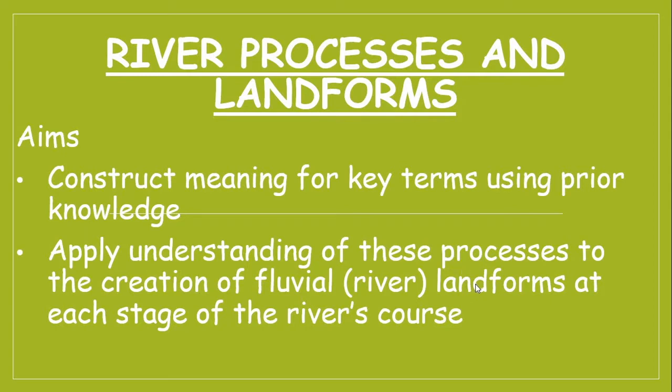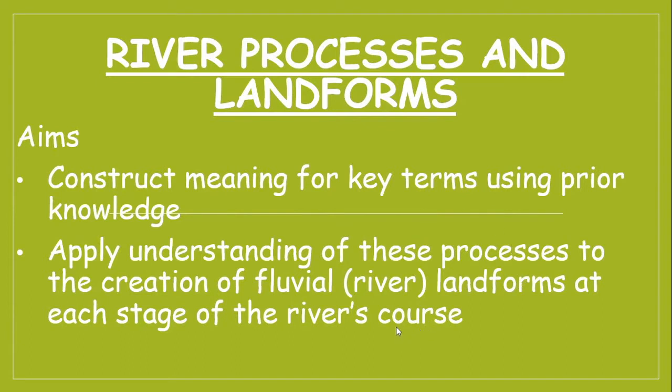A fluvial landform is just the proper way of saying a river landform. And a landform is a shape created by the river. In this case, we're going to look at landforms in different stages of the river's course. The course is the path that the river takes, and it's split into 3 parts: the upper course, the middle course, and the lower course. And you tend to find certain landforms in different parts of the course.